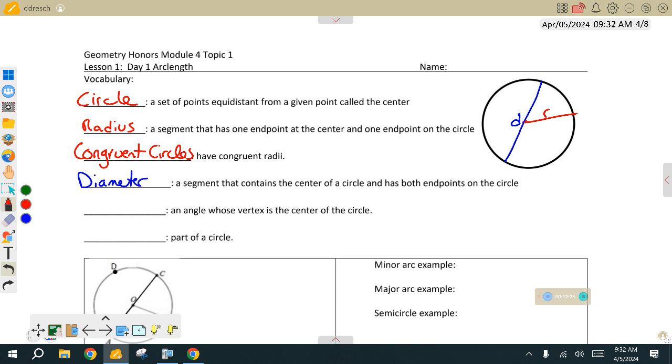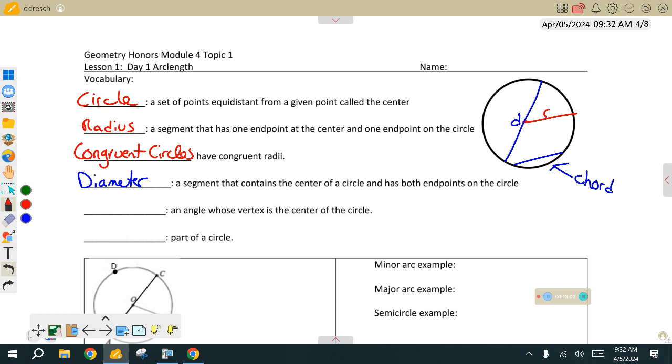Now, we know there's a few other pieces out of there. We talked about a couple other things. One more time, if that diameter gets shifted off of the center, what do we call that segment? That's a chord. So if we get a segment that's shifted off of that center, endpoint to endpoint still in the circle, but not going through the center, that's a chord.